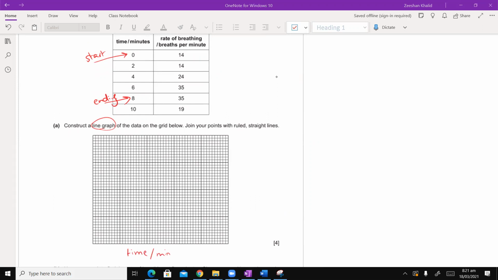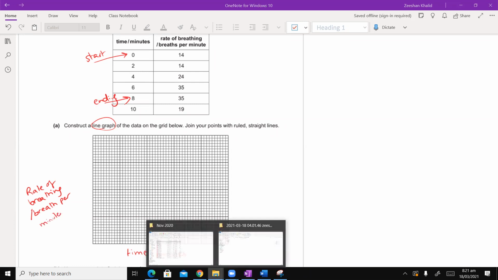Exactly write down the stuff that is written. So minutes ko MIN bhi nahi likhna. Minutes ko aap likhenge something like this, okay? And then on the y-axis you have rate of breathing, and again you will slash it with the same units, breaths per minute. You don't have to write breaths per MIN. You have to write the full word, that is breaths per minute.